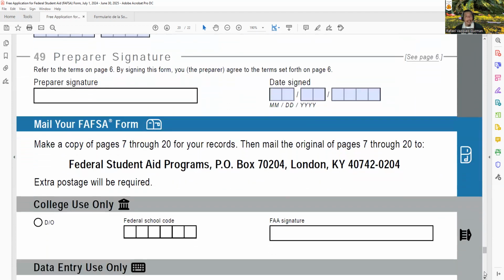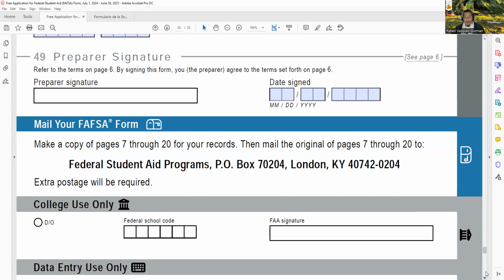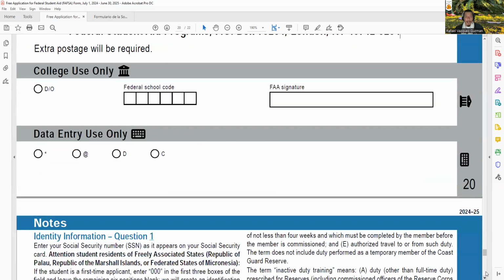Congratulations, nothing there. You print all the pages, and even though you're not going to use this, you still have to include it. And then you're going to mail it to Federal Student Aid Programs, P.O. Box 70200, London, Kentucky, and that zip code. Put it in the mail, and you are done.